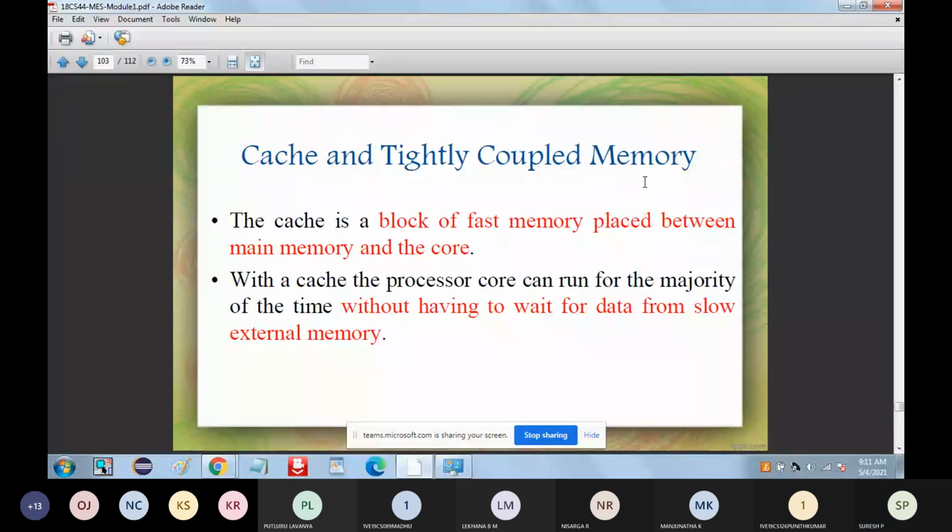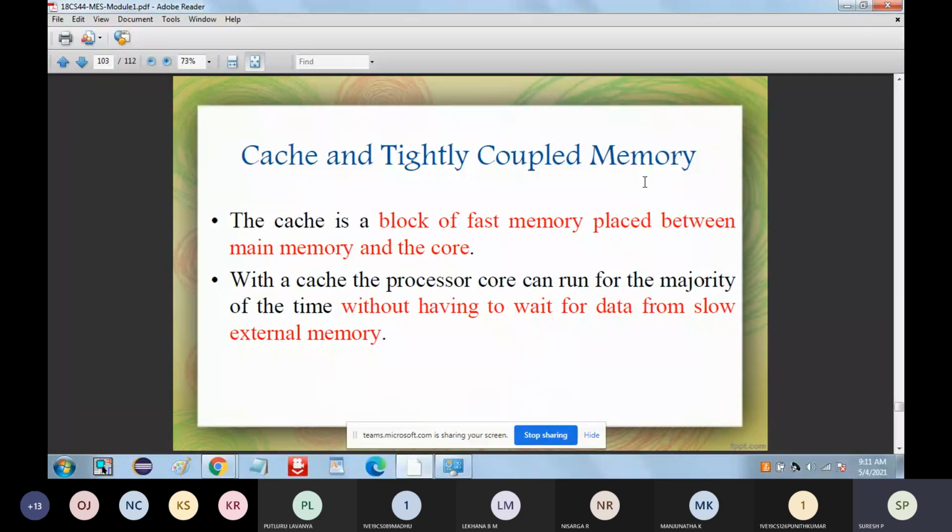So now, with the cache, what will happen? The processor core can run for the majority of the time. Whatever data it requires will be stored inside the cache. So when it is placed inside the cache itself, the processor core can run for the majority of time without waiting for the data from the slow external memory. That means it will not wait for the data which has to come from the secondary memory.